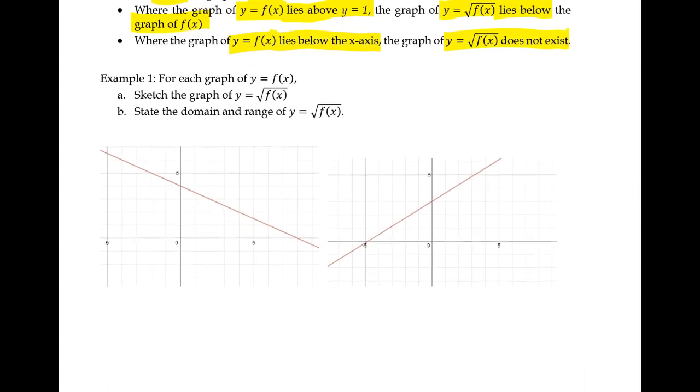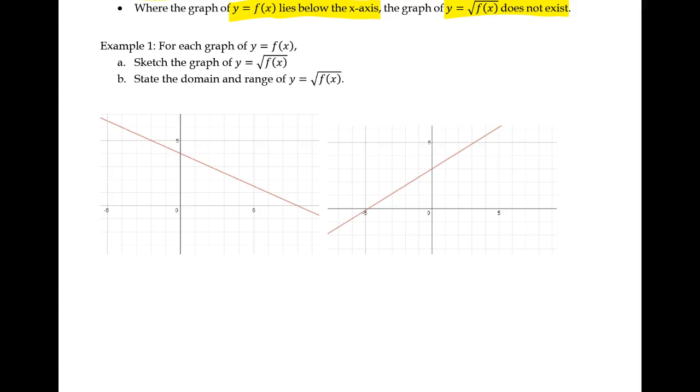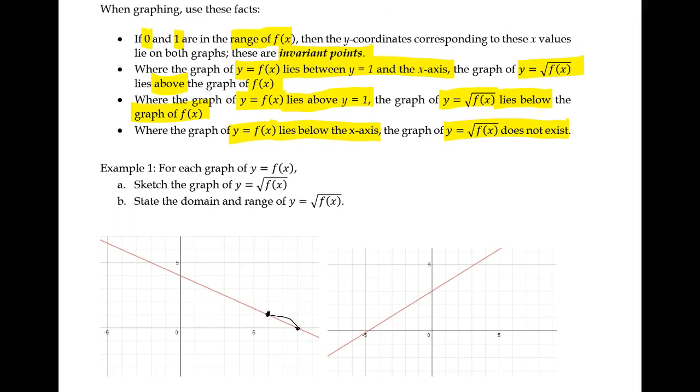So let's try and apply these. We are given the original functions. We are asked to sketch the graph of y equals f of x, or y equals the square root of f of x, and then state the domain and range. So again, invariant points when y equals 0 and 1. So I'm going to start with those 2 points. In between those 2 invariant points, my graph is above the y value. Okay, is above my original function. Maybe that's a better way of wording it. Because it's not necessarily between it and the x-axis, but between y equals 0 and y equals 1.